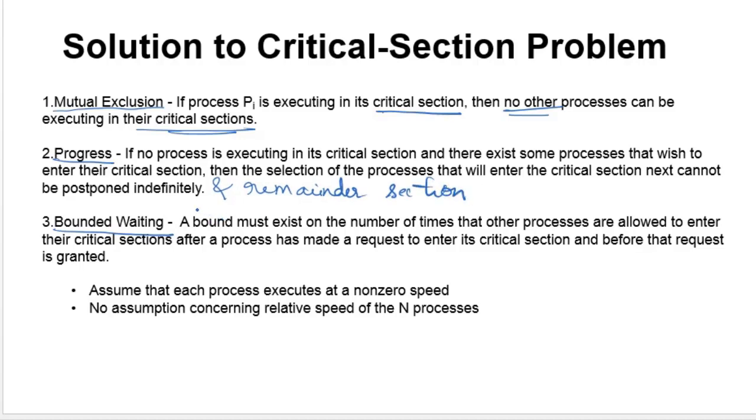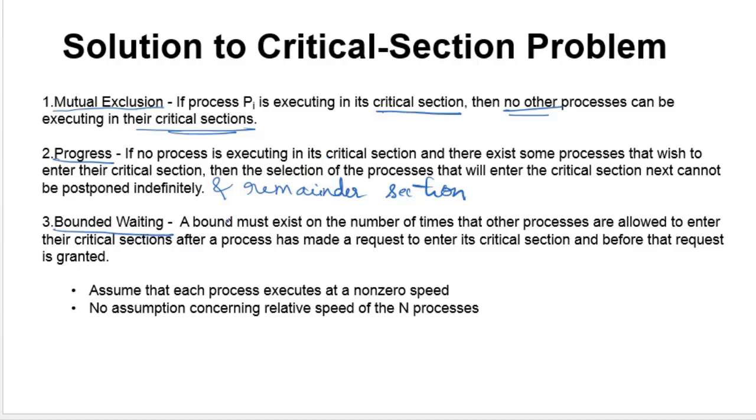Okay, this is the second requirement, and the third requirement is bounded waiting. Let us say there are n processes wishing to enter the critical section, and one process didn't win the race. Now we need to understand how long the OS can let the process which didn't win the race wait. There is a limit defined on how many times other processes are allowed to enter their critical section before the requested process's request is granted.